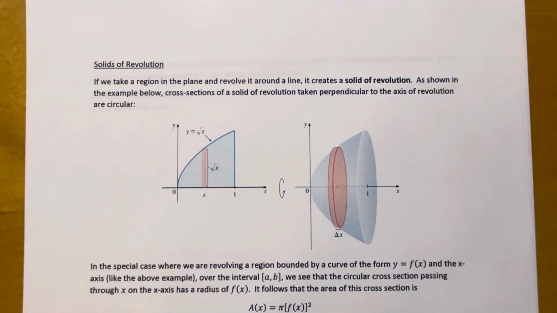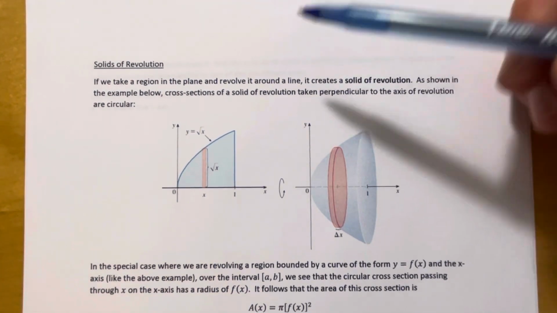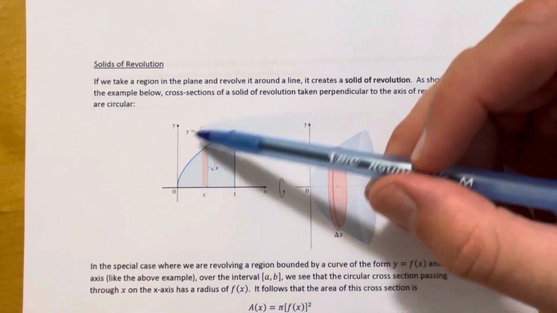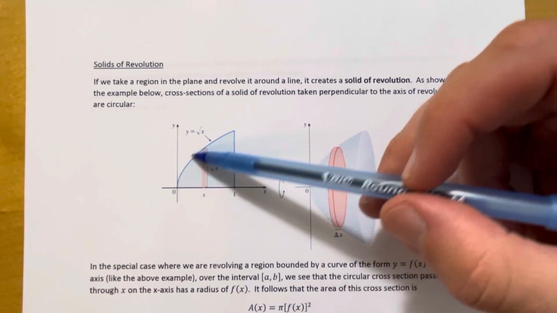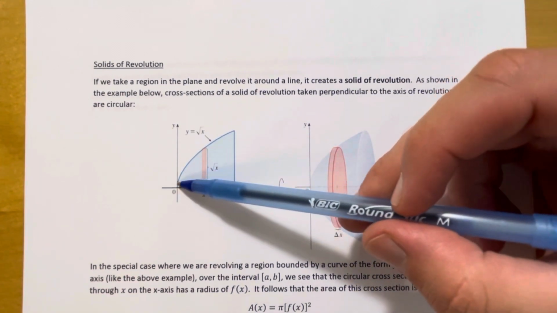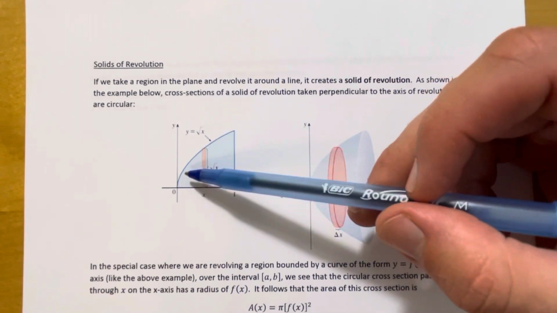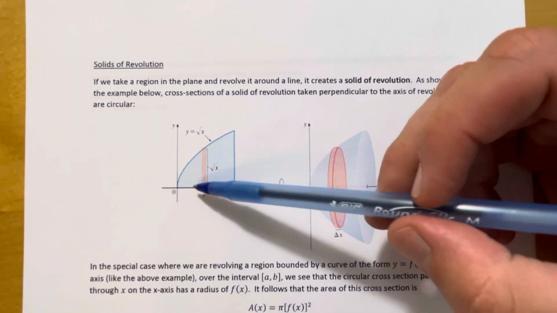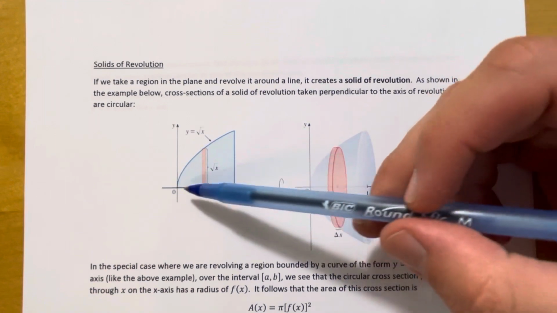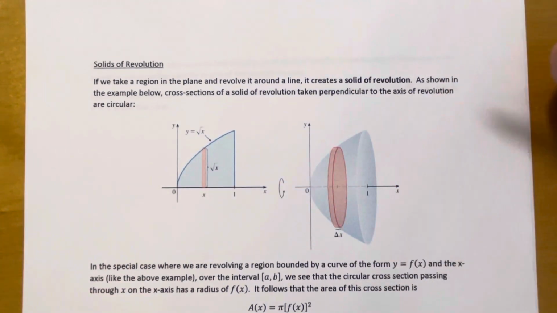So a solid of revolution is what we get if we take a region in the xy plane. For example, this particular region is bounded above by the function y equals square root of x and below by the x-axis. And it's the part of that region that lies between 0 and 1 on the x-axis. So we get this blue region here.